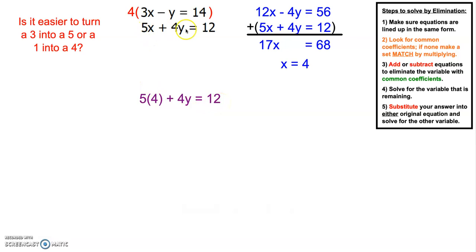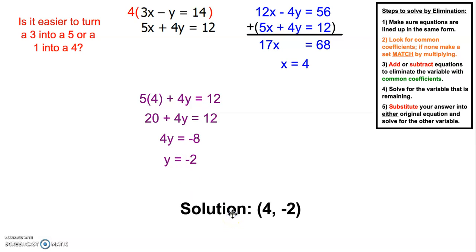Notice I plugged this into that second equation. So 20 plus 4y equals 12. Subtract 20 from both sides to get 4y equals negative 8. Divide by 4 to get y equals negative 2. So our solution is 4, negative 2.